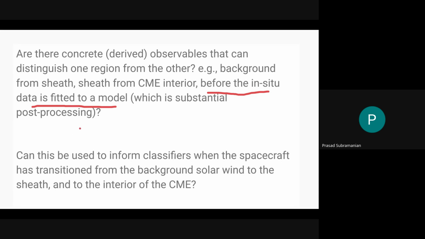Please keep this in mind. And can the results from such an exercise be used to inform semi-automated classifiers, to tell us when the spacecraft has transitioned from the background solar wind to the sheath and to the interior of the CME? This is the loose motivation that I have in this talk. Although I started out by saying geomagnetic storms and so on, I will point out the relevance of this a little later on.